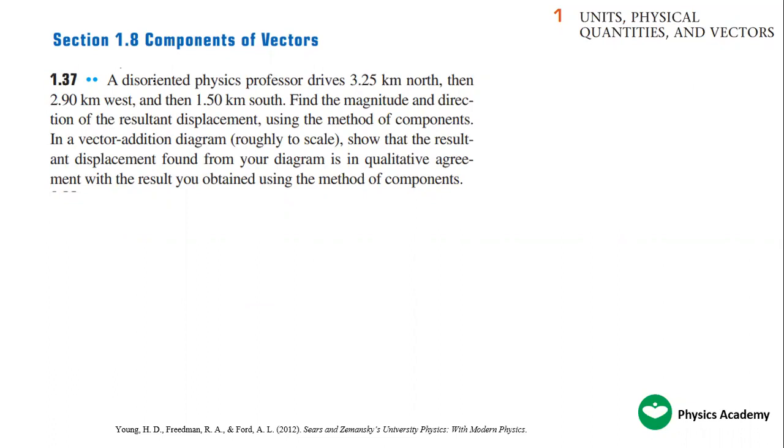Okay. The problem says that a disoriented physics professor drives 3 kilometers north. This is vector A, then 2.90 kilometers west, vector B, and then 1.50 kilometers south. This is our vector C. So find the magnitude and direction of the resultant displacement using the methods of components.